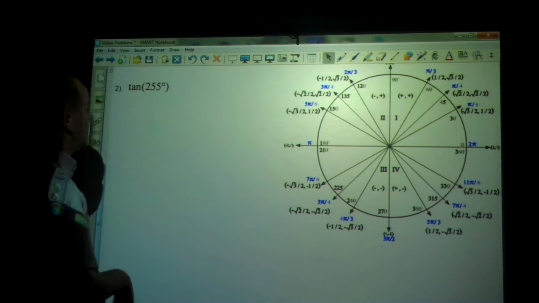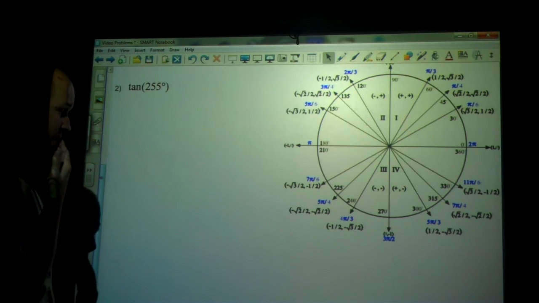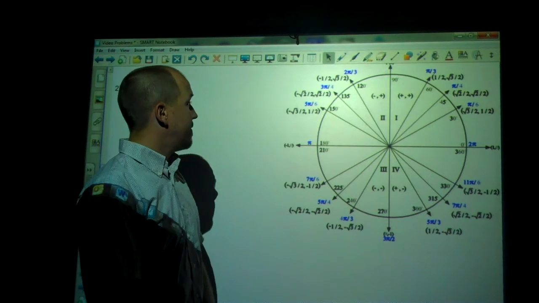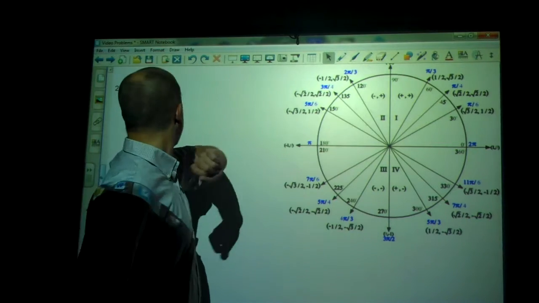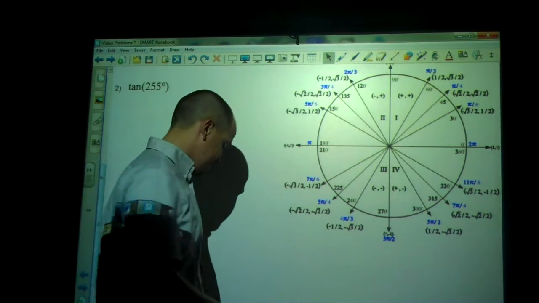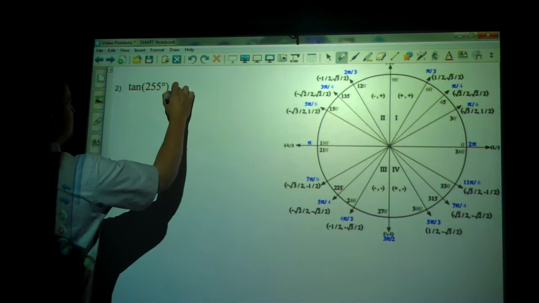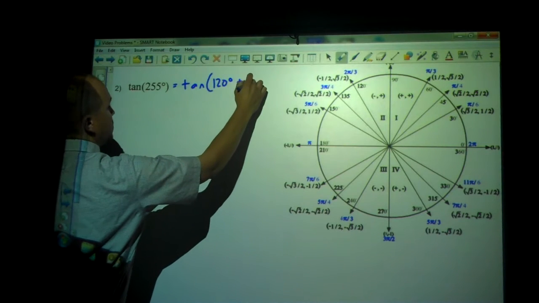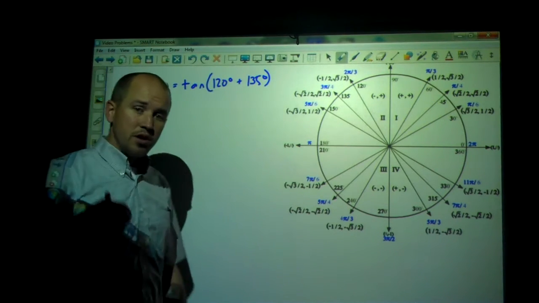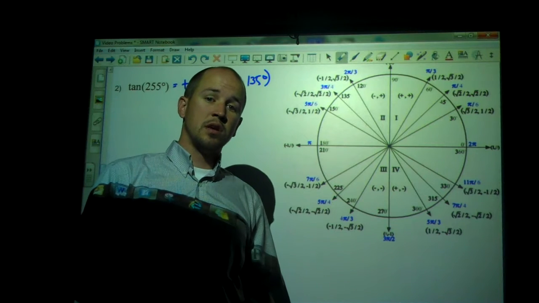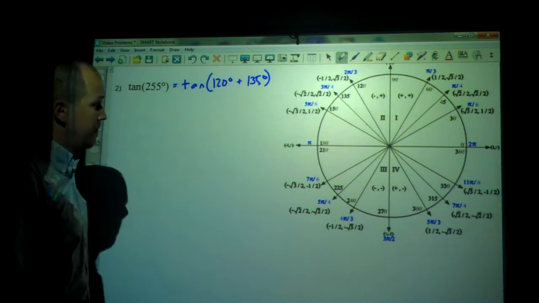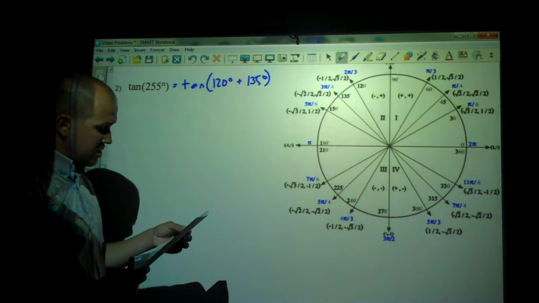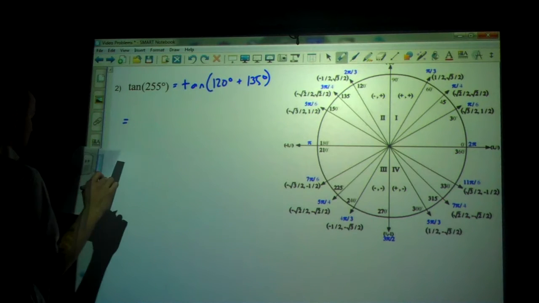Alright, and this gets a little bit more complicated. 255 is in between 240 and 270. Yeah, 120 and 135. Alright, I like that. Let's go with that. So this is tangent of 120 degrees plus 135 degrees. And again, you can use any two combinations of angles that add or subtract up to be the angle that's given. Alright, so the sum formula for tangent looks like this.